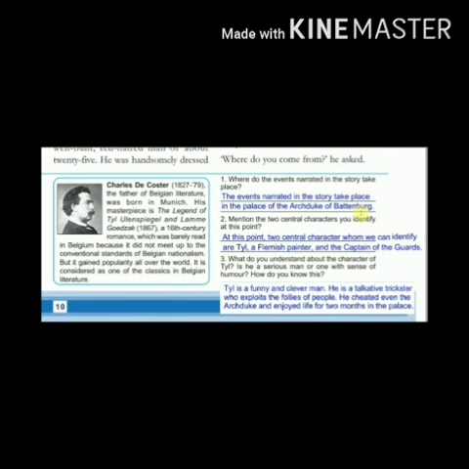What do you understand about the character of Till? Is he a serious man or one with a sense of humor? How do you know this? Till is a funny and clever man. He is a talkative trickster who exploits the follies of people. He cheated even the Archduke and enjoyed life for 2 months in the palace.